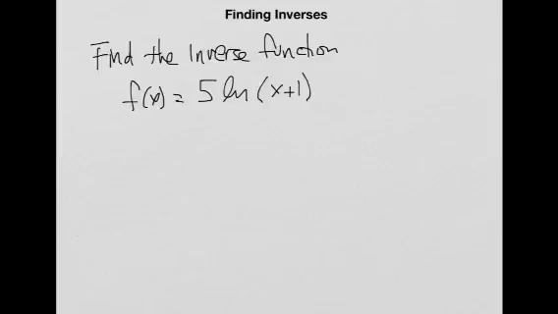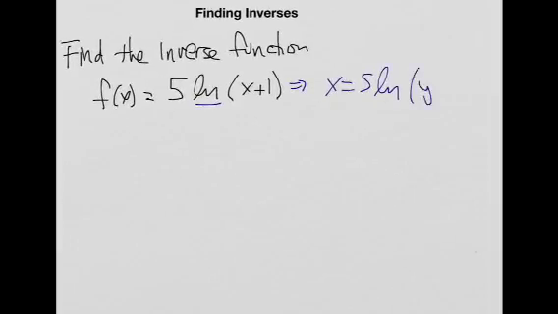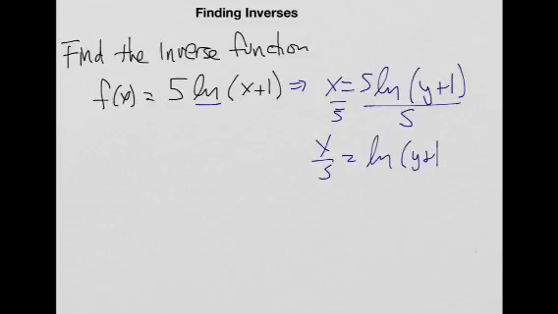Keeping up with the finding inverses, I'm going to go the other way around. I'm going to start with a logarithm function. In this case, I'm giving you a natural log. And remember, natural log is the log base e. So, again, I'm going to rewrite this, switch my x to the y, and I'm going to get x equals 5 natural log of y plus 1. To solve for y, I'm going to start just by getting into a log. To get into the logarithmic form, I need to solve for the log. So I get x over 5 equals the natural log of y plus 1.